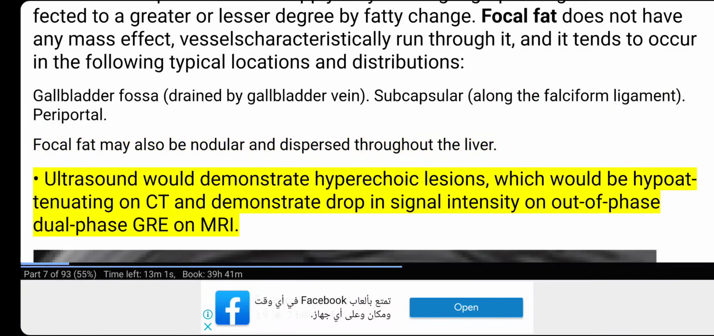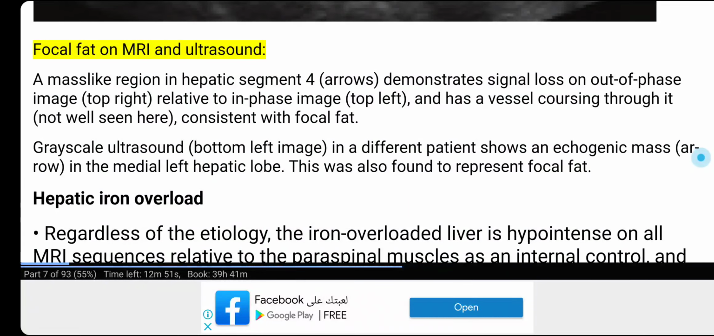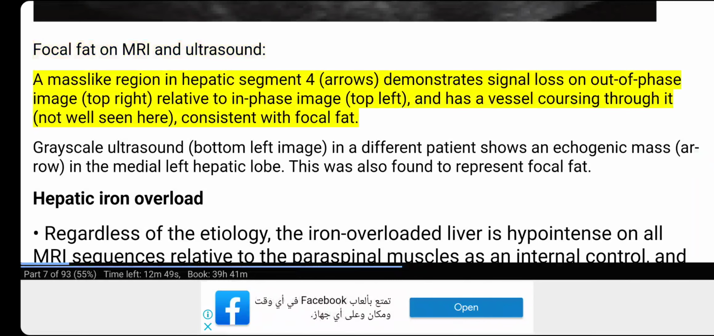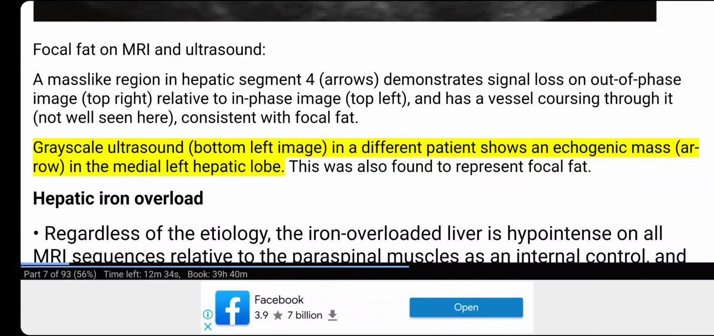Ultrasound would demonstrate hyperechoic lesions, which would be hypoattenuating on CT and demonstrate drop in signal intensity on out-of-phase dual-phase GRE on MRI. Focal fat on MRI and ultrasound. A mass-like region in hepatic segment 4, arrows, demonstrates signal loss on out-of-phase image, top right, relative to in-phase image, top left, and has a vessel coursing through it, not well seen here, consistent with focal fat. Grayscale ultrasound, bottom left image, in a different patient shows an echogenic mass, arrow, in the medial left hepatic lobe. This was also found to represent focal fat.